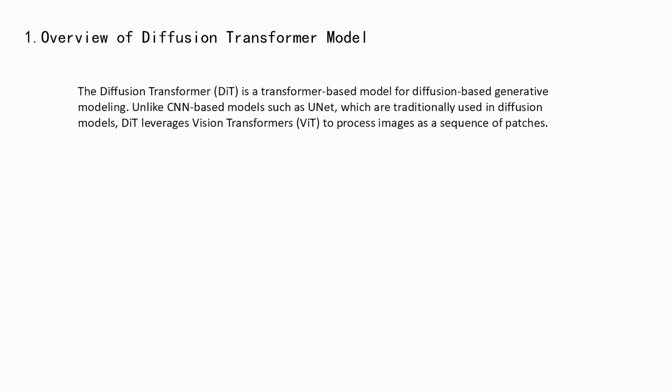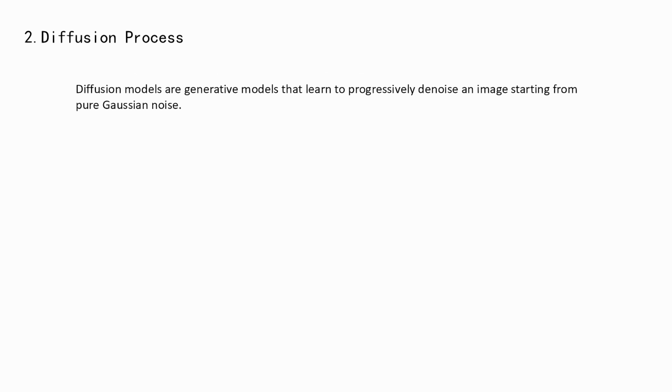Unlike CNN-based models such as UNet, which are traditionally used in diffusion models, DiT leverages vision transformers, ViT, to process images as a sequence of patches. Diffusion process. Diffusion models are generative models that learn to progressively denoise an image starting from pure Gaussian noise.